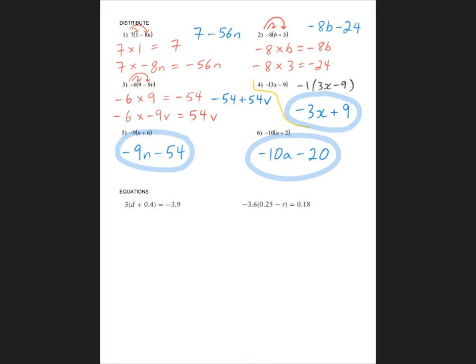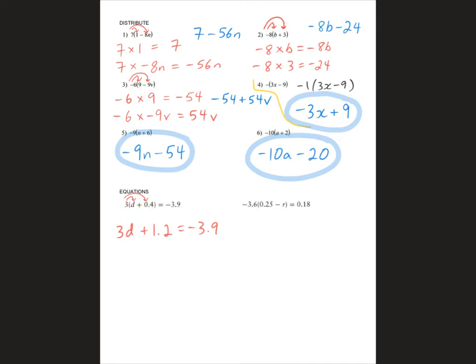Let's take a look at these equations at the bottom here. So this is 3 times the quantity d plus 0.4 equals -3.9. So we're going to distribute this 3 in first. So we're going to get 3 times this and 3 times that. So we're going to have 3d plus 1.2 equals -3.9. Okay, and this is just multiplication. 3 times d and 3 times 0.4 is 1.2. We didn't have to worry about any signs here because everything's positive.